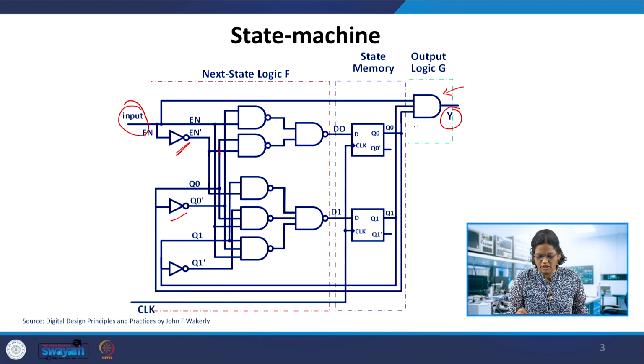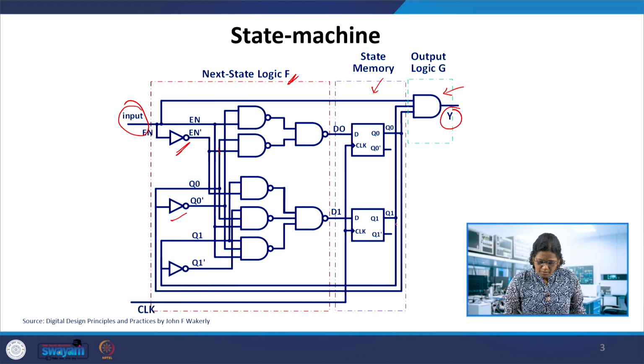The input from the circuit is also connected to the AND logic. If you design this behavior, then it will be a Mealy state machine. You can see the block which gives the state memory, and the block Q over here gives the next state logic. You can call it F and G or any name. So this is the next state logic.